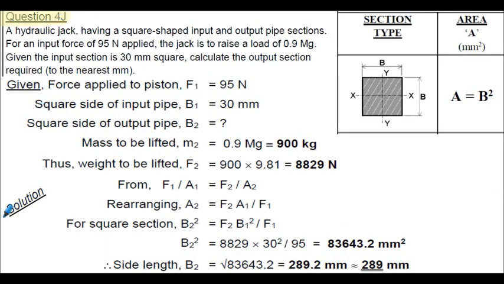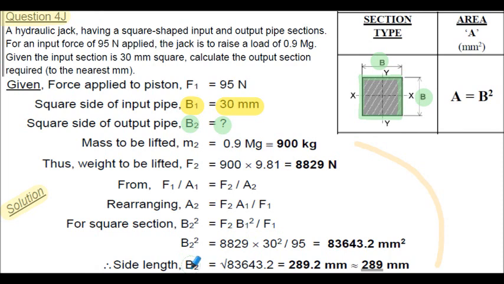So question 4J, here's the full worked solution. As I stated on the previous slide, we're now calculating the outlet area of a square. Given the inlet area, side length, labelled B1 here, 30 millimeters, we need to find the value of what I've labelled B2, this dimension here. I'll let you review the solution at your own pace.